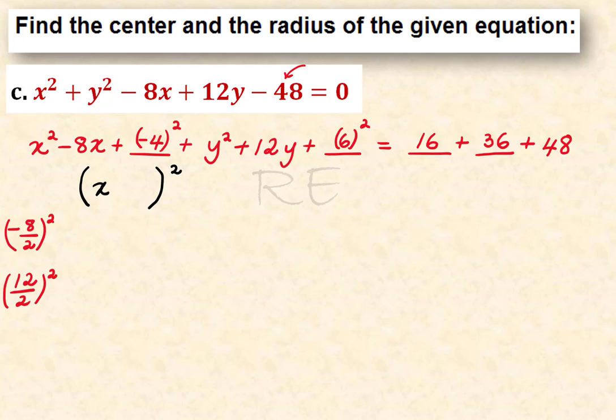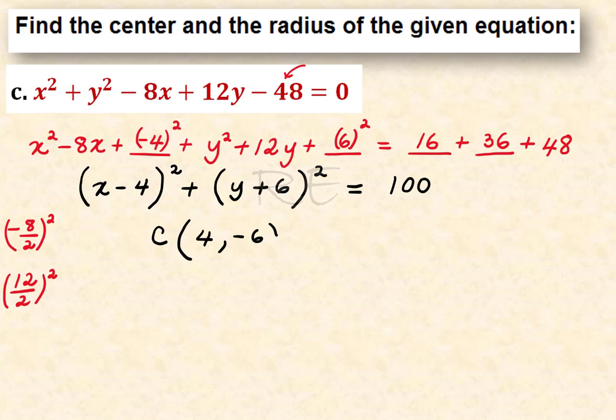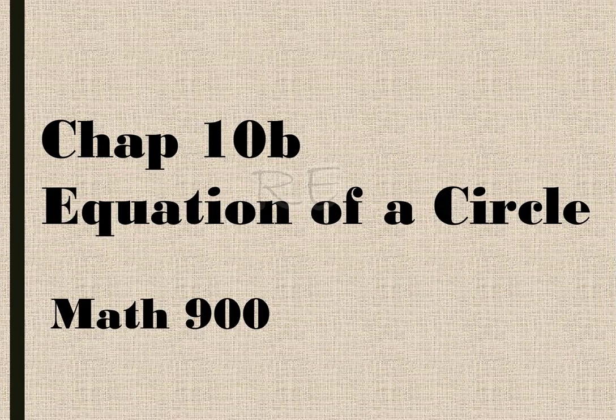Now, first parenthesis for the first binomial, x minus 4 squared. Second parenthesis for the second binomial, y plus 6 squared. 16 plus 36, that's 52, plus 48, 100. So the center is minus negative 4, which is positive 4, minus 6, and the radius is the square root of 100, which is 10.